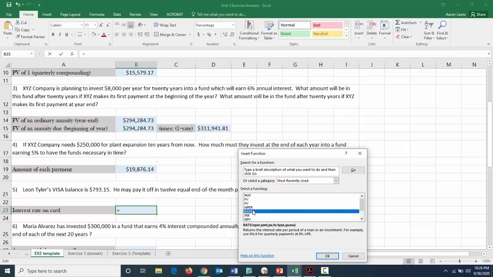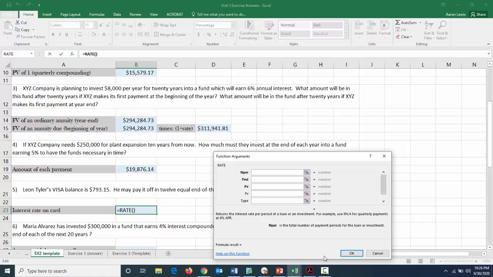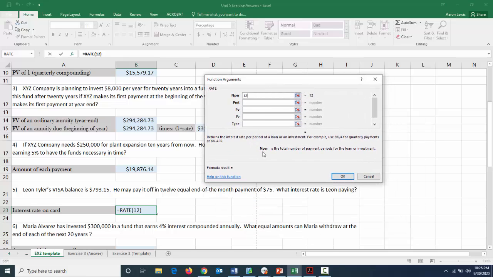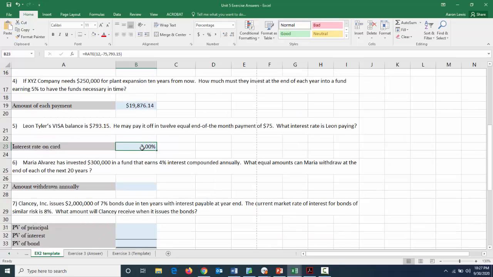So Excel has the rate function. So let's go to rate. In this case, we're going to start with the NPER, the number of periods. We are making these payments for a series of 12 months. Each payment that we make is going to be for $75. Let's make that negative. And the present value of our debt, what is presently on our balance, is $793.15. And we find that the rate on Leon Tyler's Visa card is about 2% per month, or 24% per year.